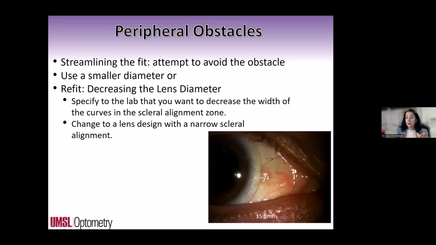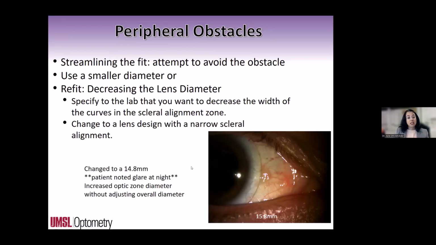So this patient came in wearing a 15.8, had worn a 15.8 for a long time, and was really starting to get irritation over her pinguecula. And I said, let me see if I can go smaller. So I went a whole millimeter smaller, put a 14.8 on it. She loved the comfort, thought the vision was great, but had glare at night.